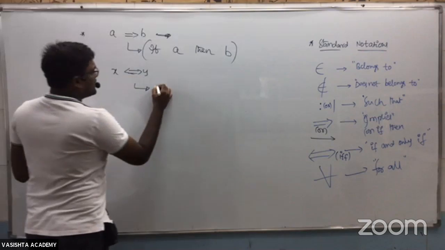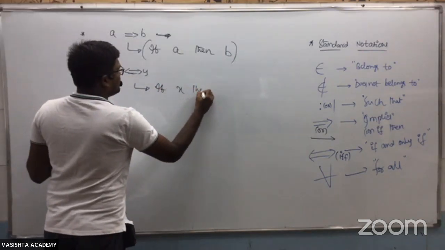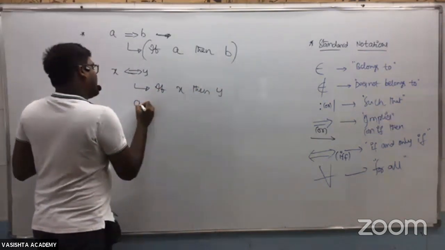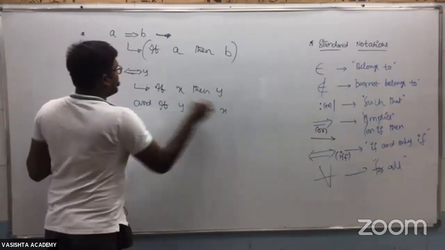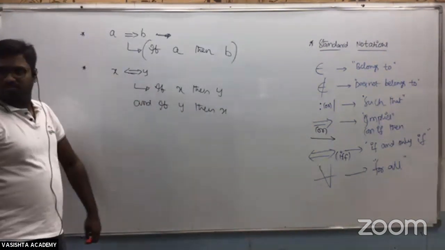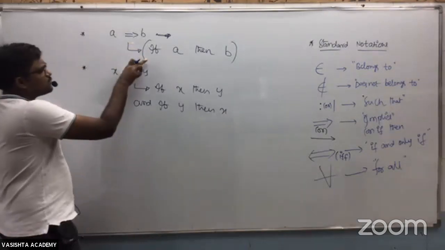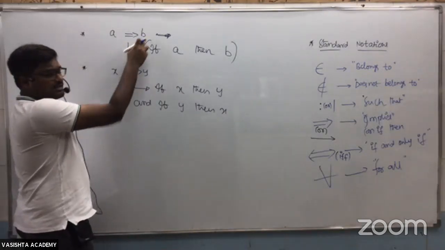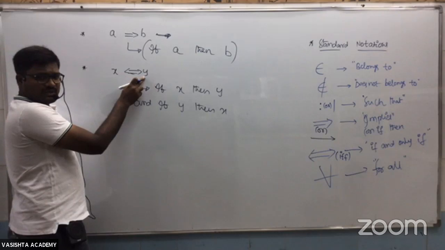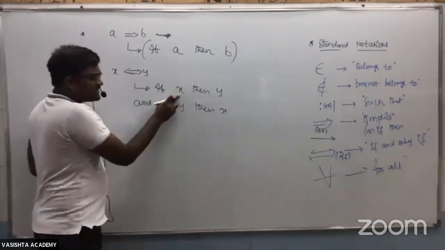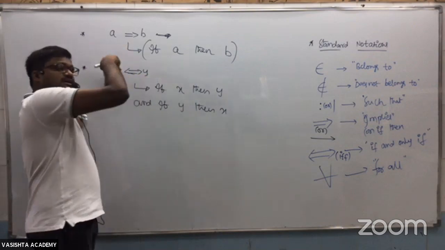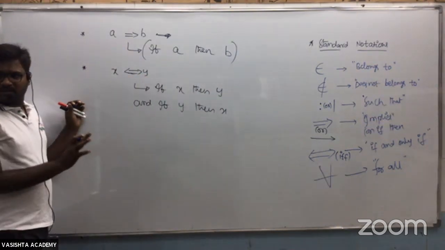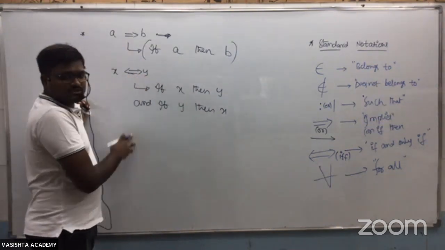It is something like this: if X, then Y, and if Y, then X. In both ways, it must be true. Understood? Implies means only one way. If A, then B. But when I say X bi-implies Y, the meaning is: if X is true, then Y is also true, as well as if Y is true, then X is also true. Understood? Even in the converse way, this is true.